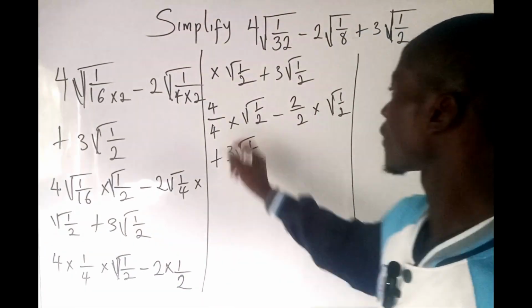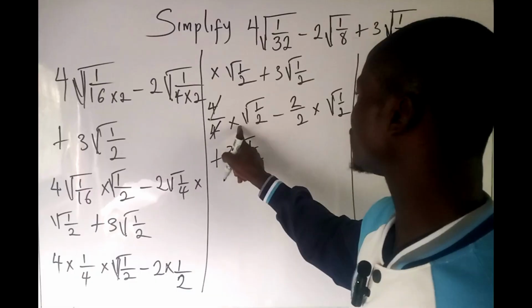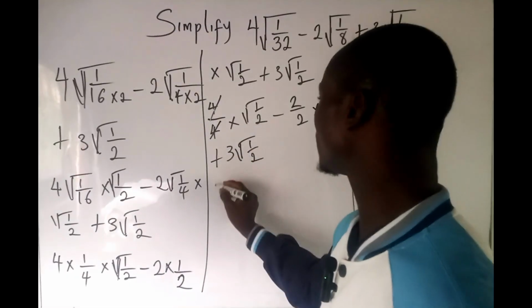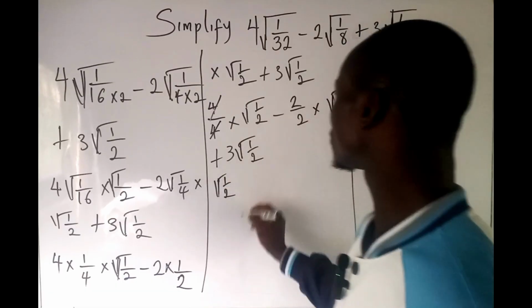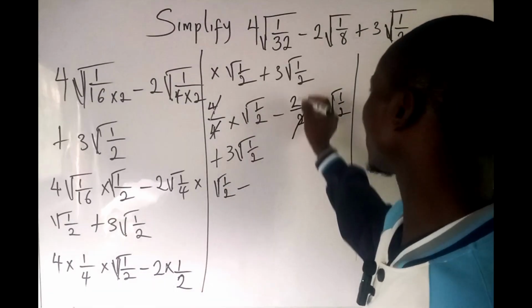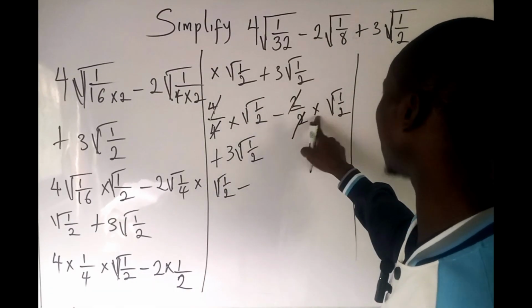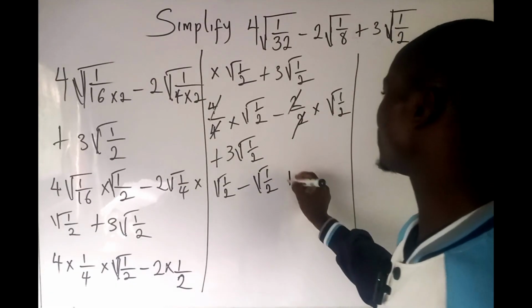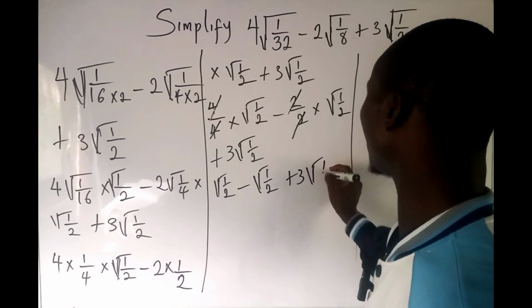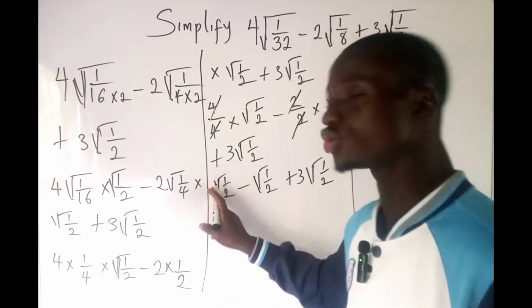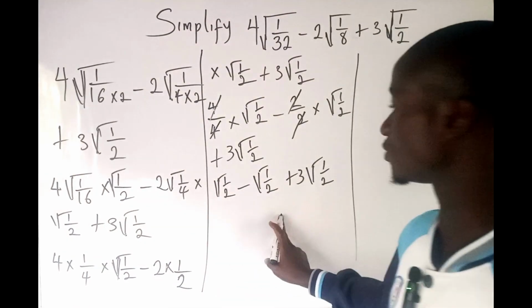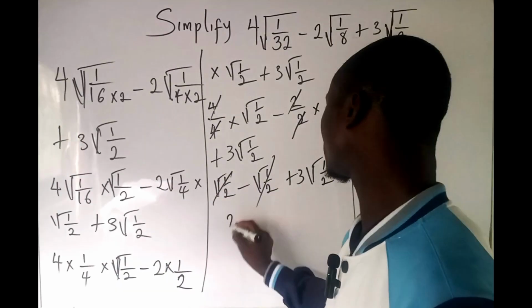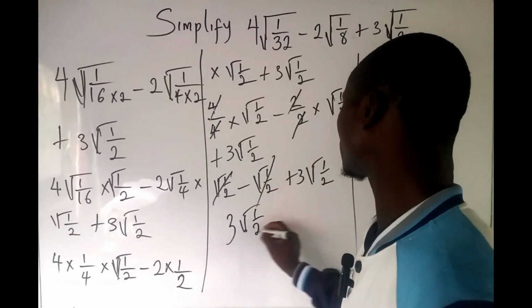Now what do we do next? 4 can take away 4. We are left with 1, right? 1 times root of 1 over 2 gives us root of 1 over 2. Then minus 2, 2 can take away 2. We are left with 1 times root of 1 over 2, which gives us root of 1 over 2. Then plus 3 root of 1 over 2. Root of 1 over 2 minus root of 1 over 2 gives us 0, so we take them out. So you are left with 3 root of 1 over 2.